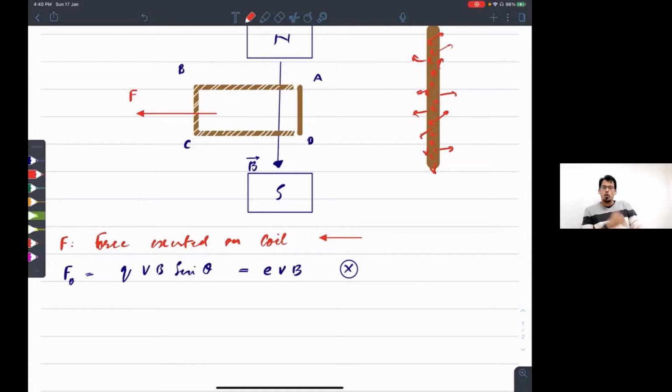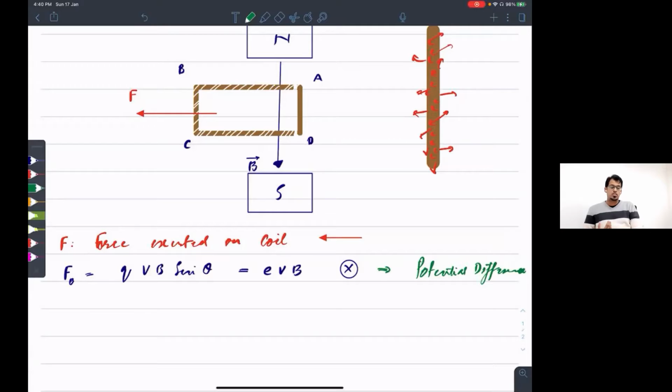Because electrons always travel from low potential to high potential. So can I say the consequence of this FB is actually the motion of electron? And that motion of electron is possible only when one end is higher potential, one end is lower potential. So can I say this FB results in a potential difference? Do you people agree? This FB results in a potential difference because electrons are starting to move from D to A, and electrons always travel from low potential to high potential.